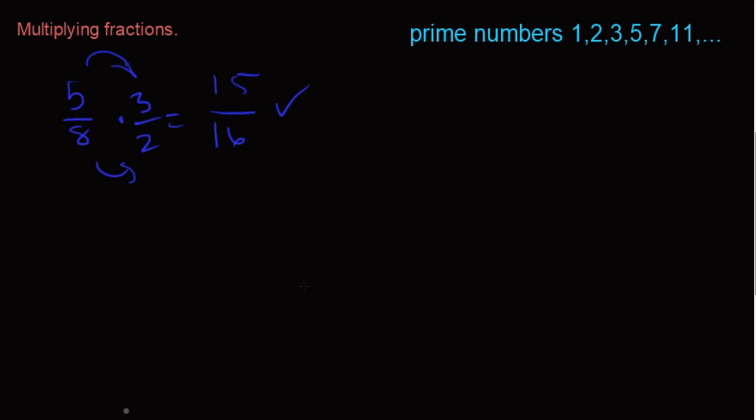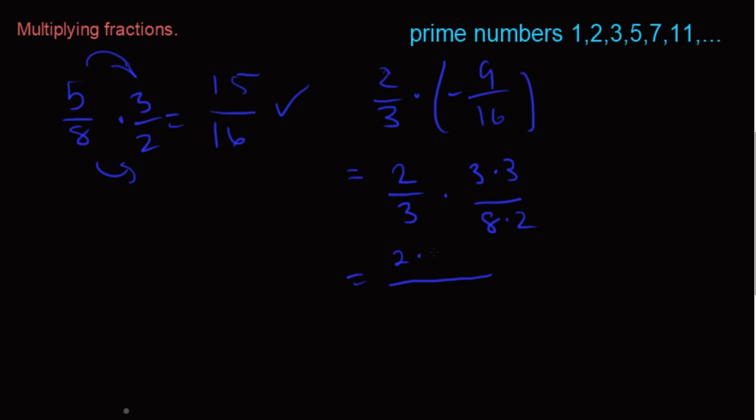Feel free to pause the video. If I take 2/3 times a negative 9 over 16. The way I like to do this, instead of multiplying this together, I want to simplify it first. I'll take 2 over 3. I know 9 breaks down into 3 times 3. 16 breaks down into 8 times 2. Since it's multiplication, I can put all of these over and under the same line. I have 2, 3, 3. I have 3, 8, 2. I'm going to cancel 2, 2, 3, 3. I'm left with a 3 over 8.